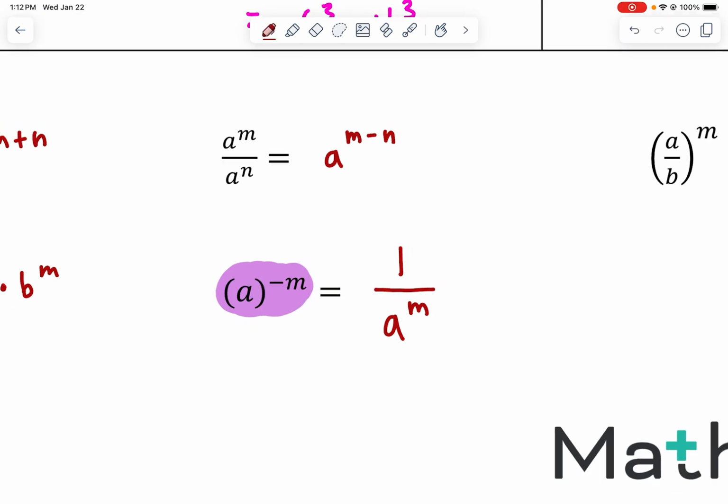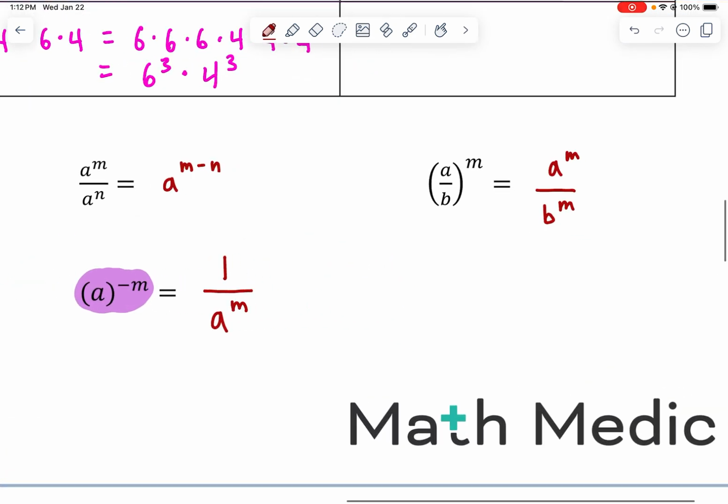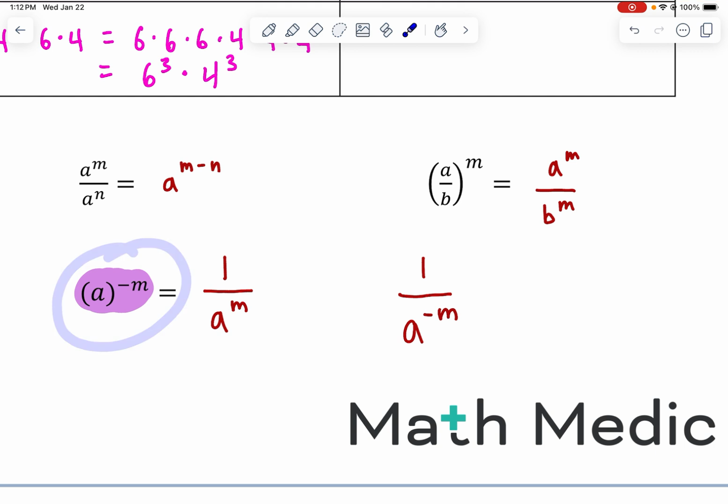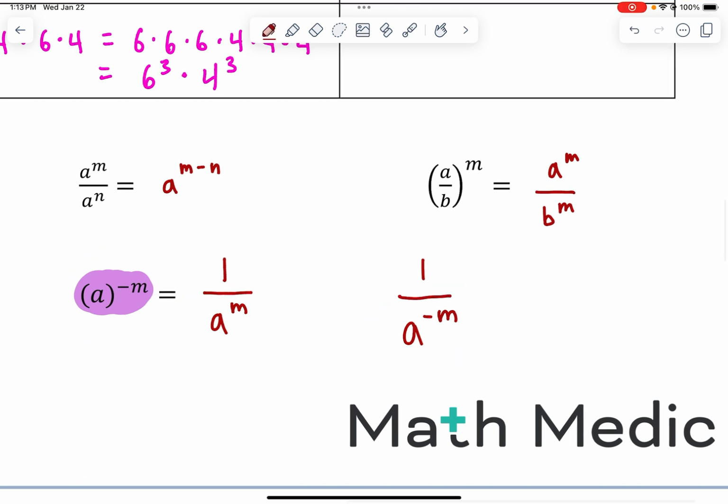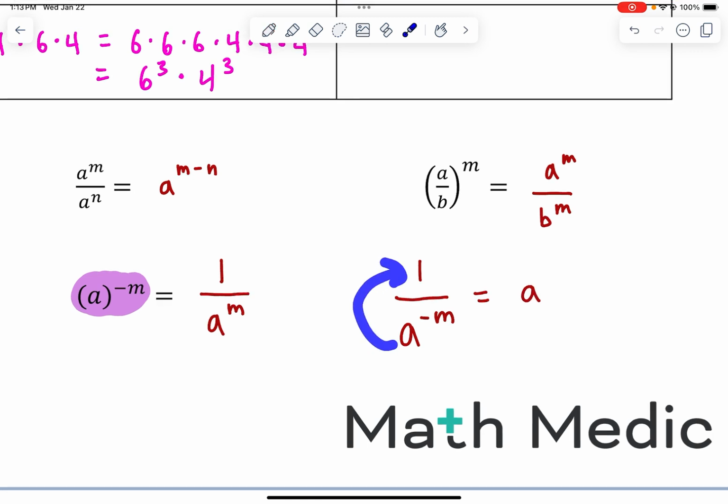Okay. All right, and the last one I want you to write in here is 1 over a to the negative n, a very similar situation to this one. But here now, this is in the denominator. So what will occur here is the a will move over to the numerator. And it'll jump up here, and then that'll make the exponent positive. So a to the m would be the answer here.